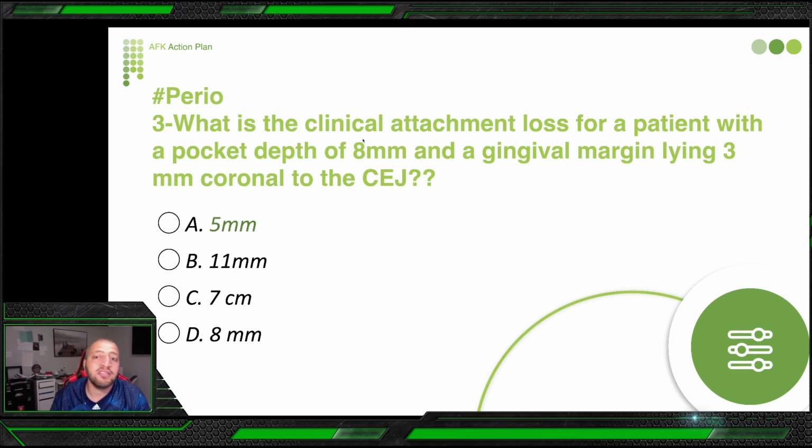So here the question is saying the gingival margin is 3 millimeters coronal to the cemento-enamel junction, and the probing depth is 8. So it's 8 minus 3, which leads to 5. I hope this was clear for you.